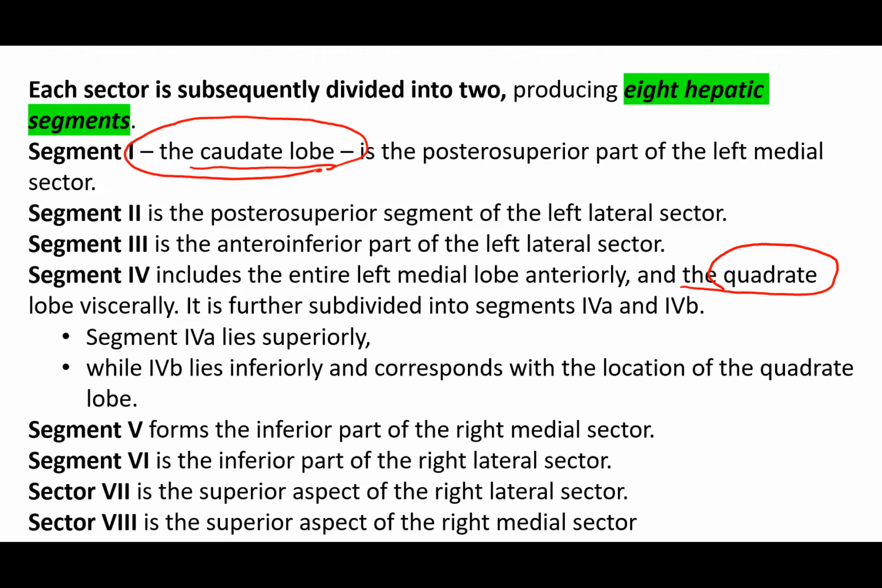Okay, segment 4A lies superiorly, while segment 4B lies inferiorly and corresponds to the location of the what? Quadrate lobe. So 4B corresponds to the location of the quadrate lobe. Segment 5 forms the inferior part of the right medial sector. Okay, segment 6 is the inferior part of the right lateral.